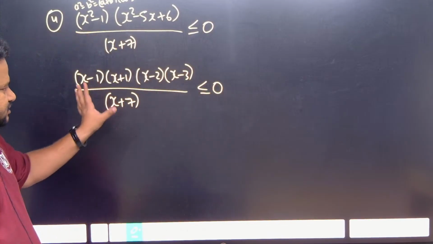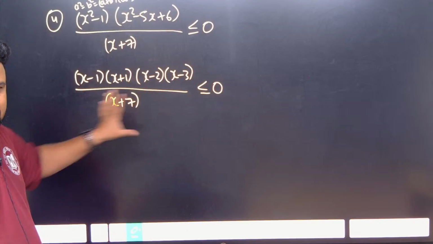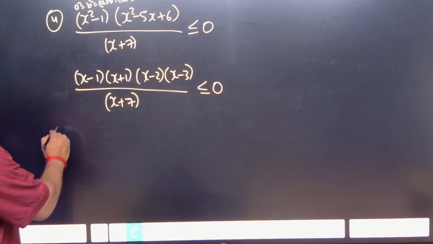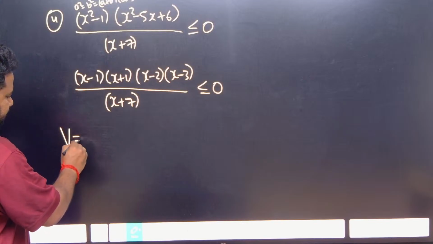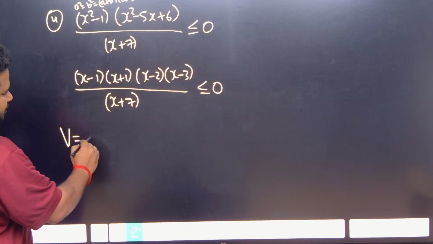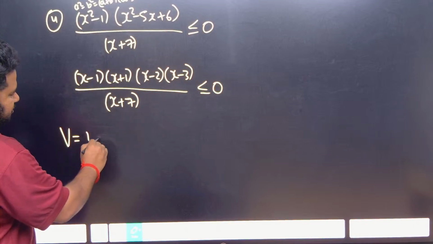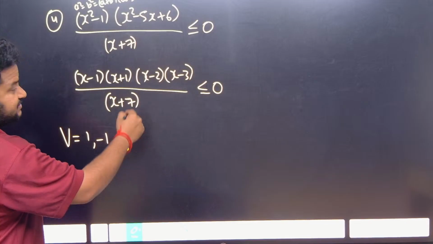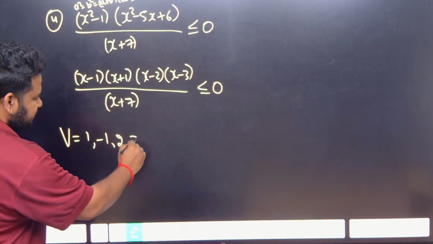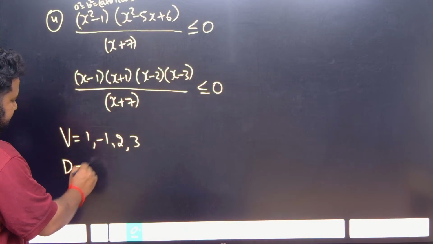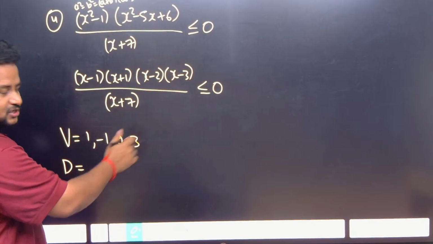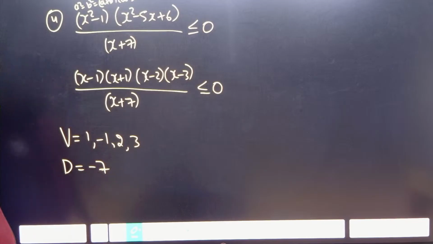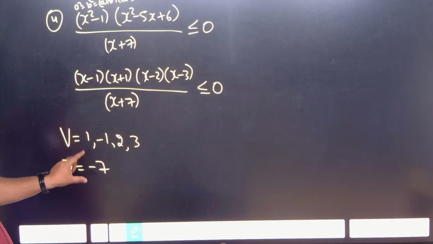So I have factorized it, and now I can apply the wavy curve method. Now see here, what about the vanishing points? Whatever is in the numerator gives the vanishing points. x minus 1 equal to 0 gives 1. x plus 1 equal to 0 gives minus 1. x minus 2 equal to 0 gives 2. x minus 3 equal to 0 gives 3. Then the discontinuous points: there is only one, x plus 7 equal to 0, which gives minus 7.